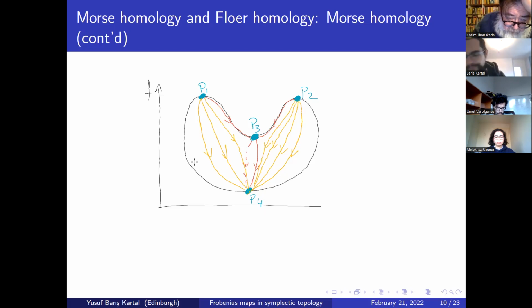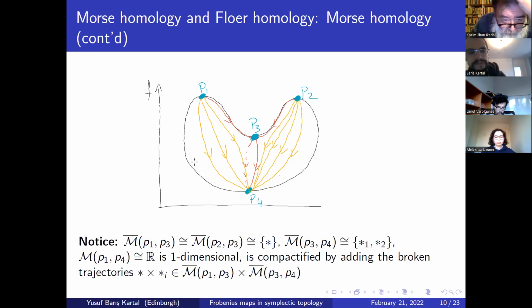I mean, trajectories up to translation, of course. So I wrote this here. So it doesn't matter, we compactify the zero-dimensional ones. These guys are just points. And from P3 to P4, you get 2 points. And from P1 to P4, you get spaces of trajectories homeomorphic to R.